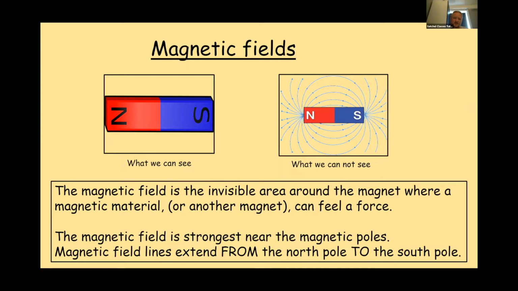The magnetic field is strongest near the magnetic poles. Magnetic field lines extend from the North Pole to the South Pole. And this is why this diagram has been annotated with arrows to show you that actually they're extending from the North Pole and to the South Pole in every direction.